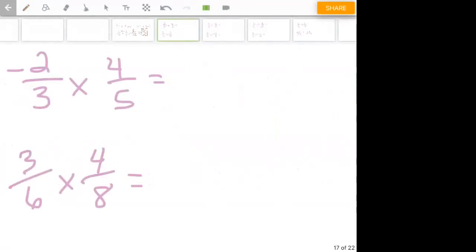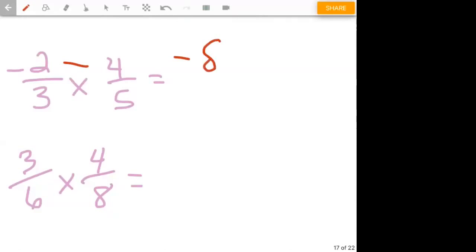All right, again, we're multiplying. So we have -2/3 times 4/5. So we're going to multiply the top. -2 times 4 is -8. And 3 times 5 is 15. So we have -8/15. And you want to see if you can reduce that. Well, we can't because there's nothing that goes into 8 and 15.